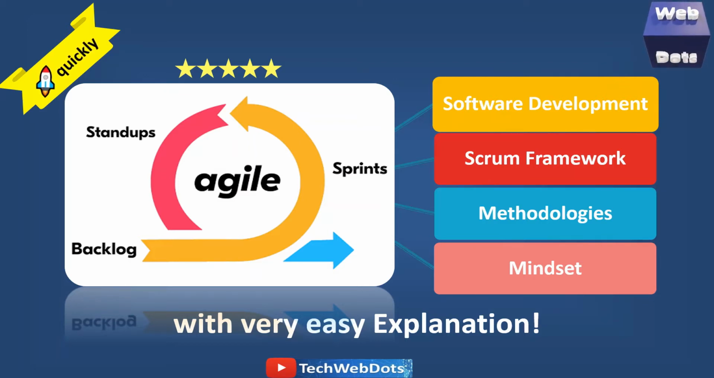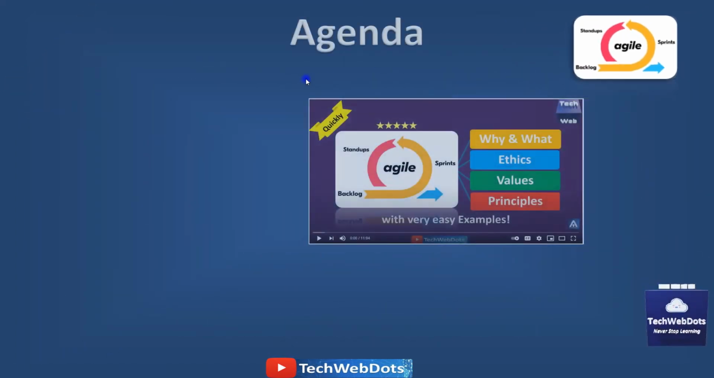This is the second session of the Agile series, and today we are going to discuss what Agile software development is, what the Agile Scrum Framework is, what Agile methodologies are, and what the Agile mindset is. Why Agile is important for C# developers, engineers, or architects I have already explained in my previous videos. So let's move ahead without wasting time.